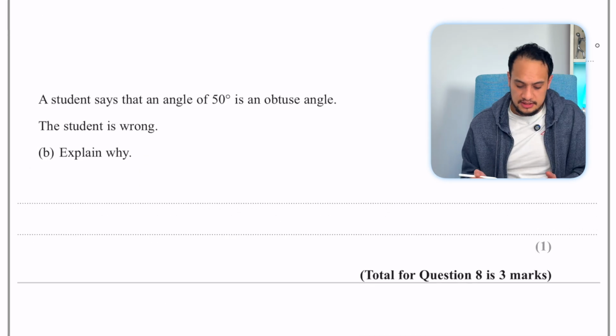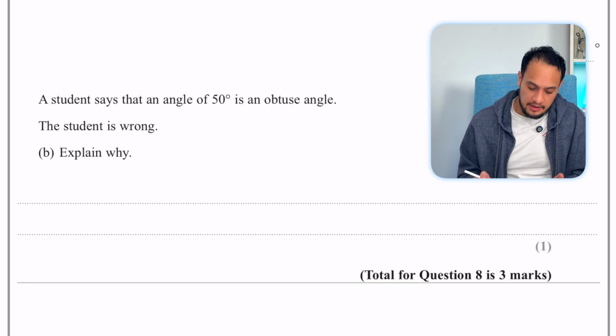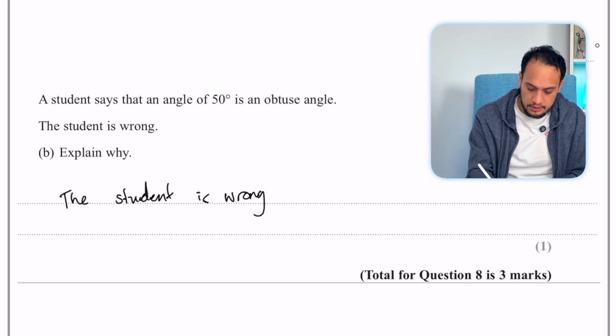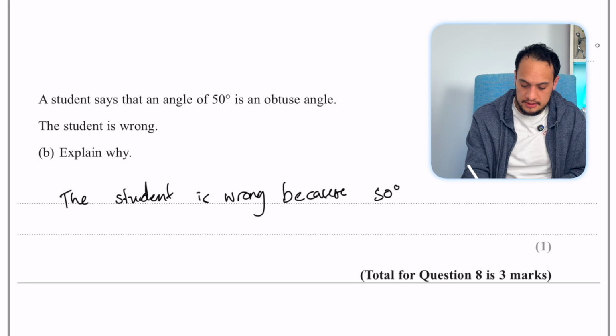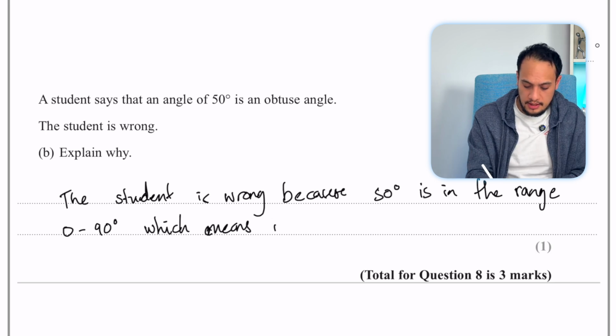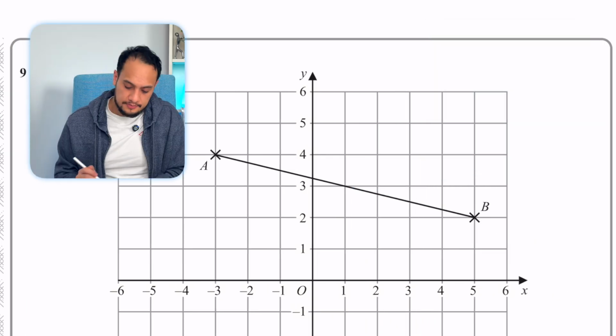Next, a student says that the angle of 50 degrees is an obtuse angle. The student is wrong. Explain why. In this case, the student is wrong because 50 degrees is in the range 0 to 90 degrees, which means it is an acute angle, not obtuse.